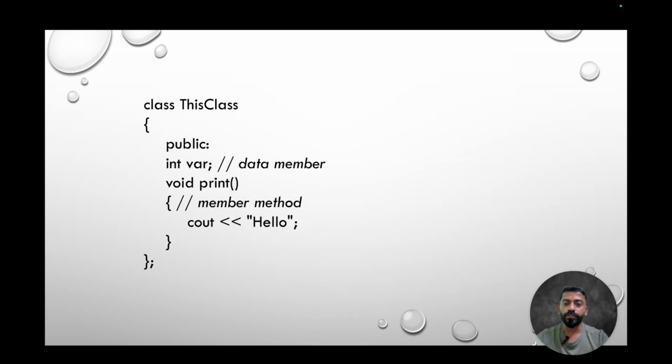And this is an example. The class, open and close curly braces with a semicolon, and inside the curly braces you have to define the members as well as the methods.